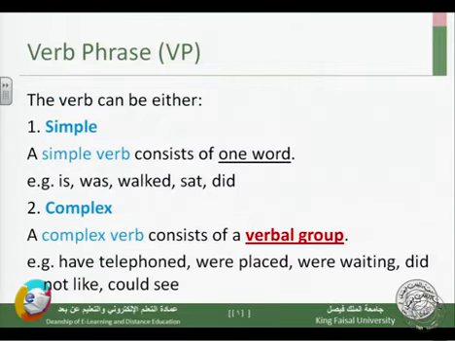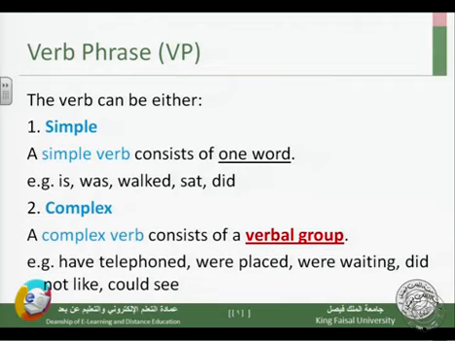The verb can be either simple or complex. So a simple verb is just one word. So for example, is, was, walked, sat, did. It can be just one verb, and we call this a simple verb. The second type is a complex verb. So a complex verb consists of a verbal group, so more than one verb. For example, have telephoned, were placed, were waiting, did not like, and could see.